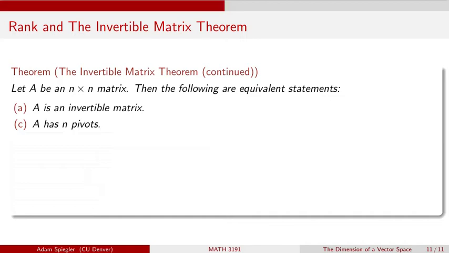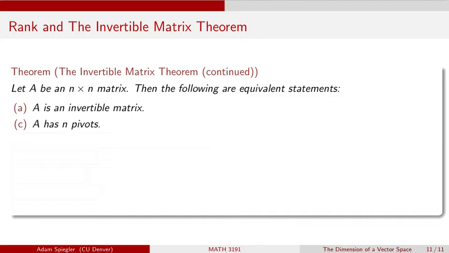So statement A of the theorem is that A is an invertible matrix. And then we have a long list of equivalent statements, meaning that if statement C is true, A has n pivots, then that means A is invertible, and vice versa. If A is invertible, then that means A must have n pivots. And now we can add some additional equivalent statements using what we know about the column space and the null space of a matrix.